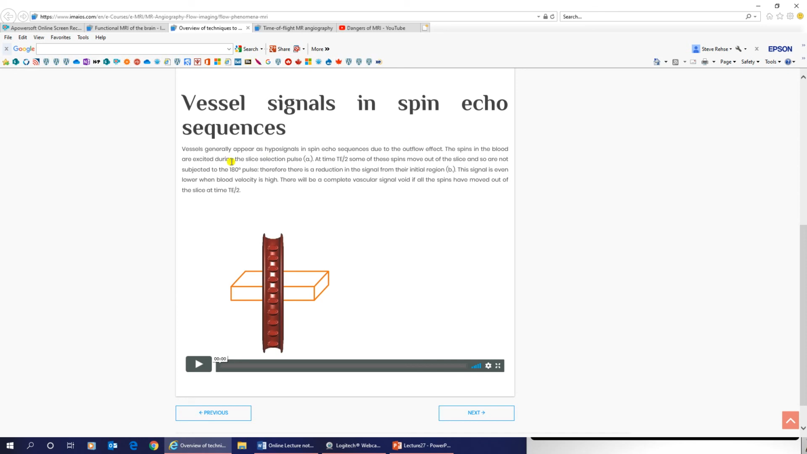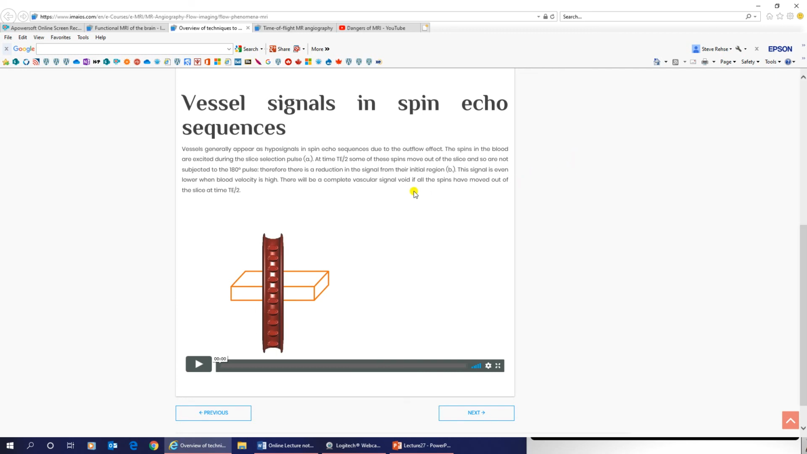All right, vessels generally appear as hyposignals. What does hypo mean? Hypo means lower, reduced signals. Hyper would be an extra big signal, or white. Hypo is an extra weak signal, or black. So vessels are hypo, or black, in spin echo sequences due to the outflow effect.